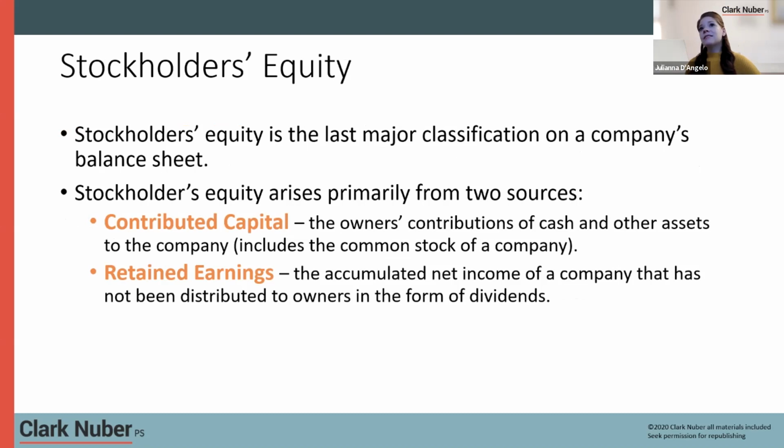Stockholders equity is the last major classification on a company's balance sheet, and it arises from two sources: contributed capital, which is the owner's contributions of cash and other assets to the company, which includes common stock. And this is probably what a lot of you have on your books, is money that you put into your company to get it rolling.